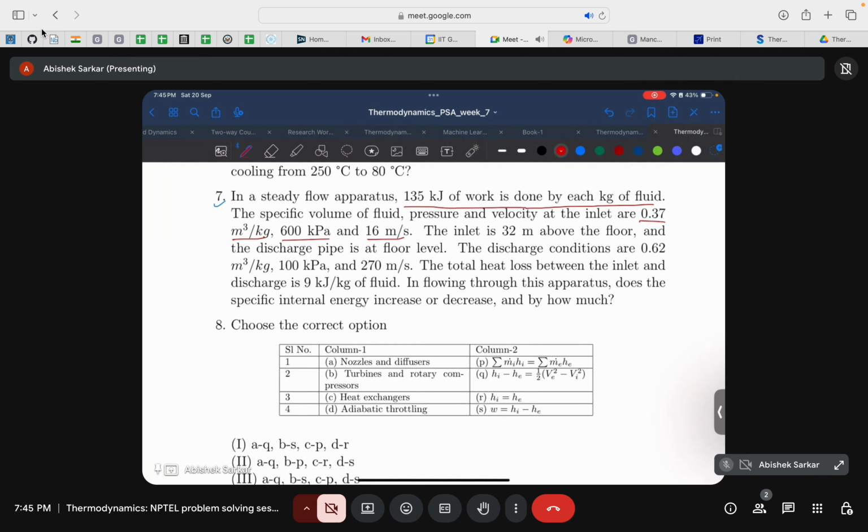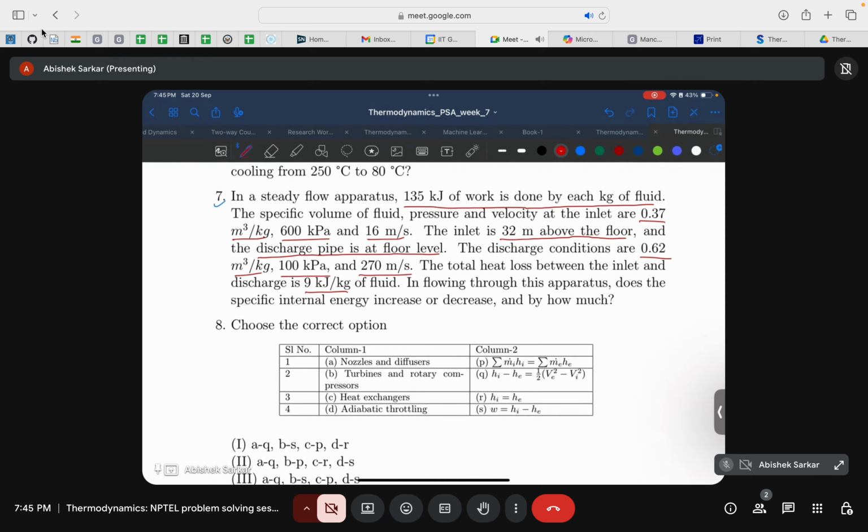The inlet is 32 meter above the floor. So in this case the potential energy change will become relevant, and the discharge pipe is at the floor level. The discharge conditions are 0.62 meter cube per kg, 100 kilopascal and 70 meter per second. The total heat loss between the inlet and outlet is 9 kilojoule per kg.